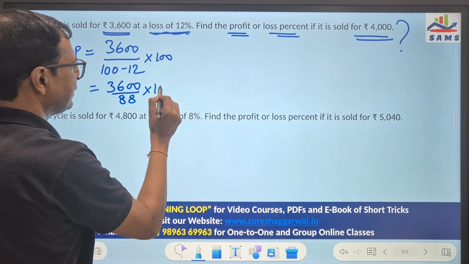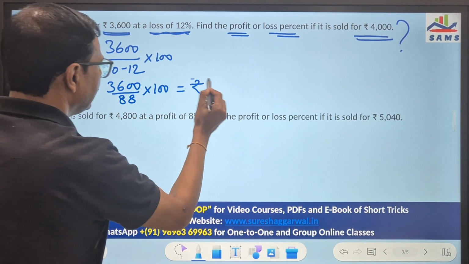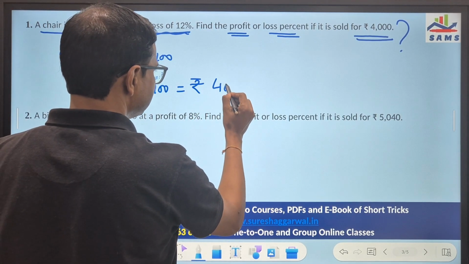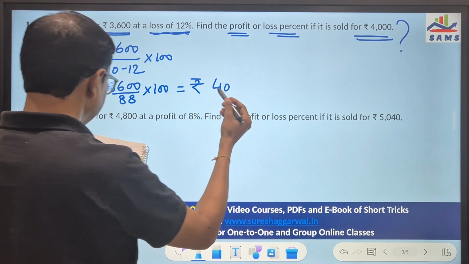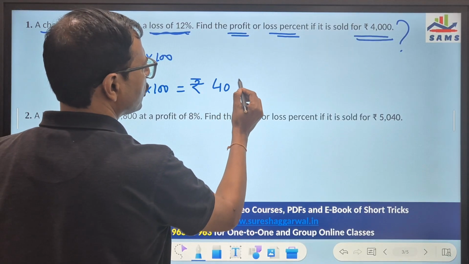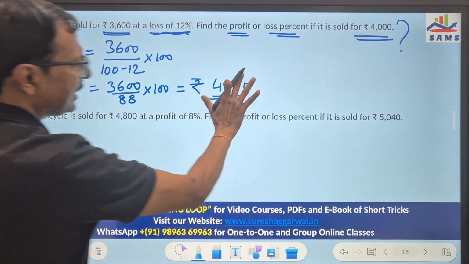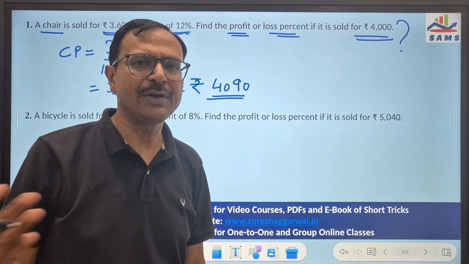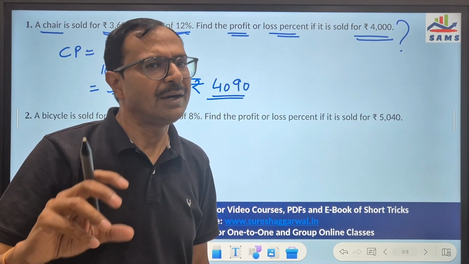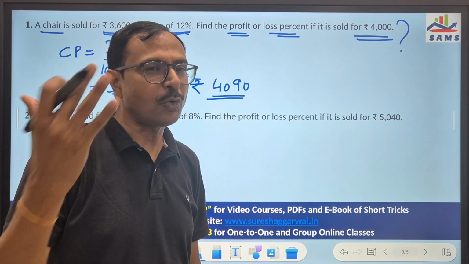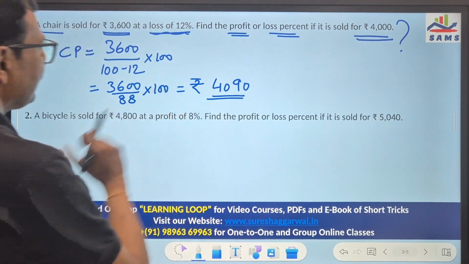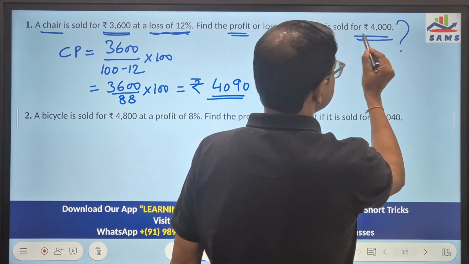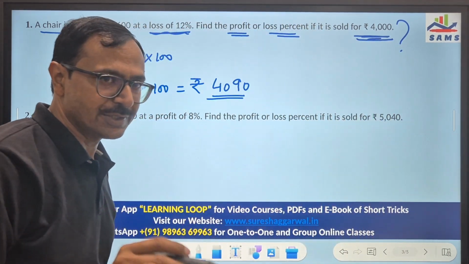So just multiply that by 100, you will get the cost price of the item, and this comes out to be 4090.90. So I will consider it as, say, rounded to 4090 approx. So I am taking it as an approximate answer. Okay, you can find whether you need the approximate answer or the rounded off answer. Now if you watch carefully, the final selling price here is 4000.